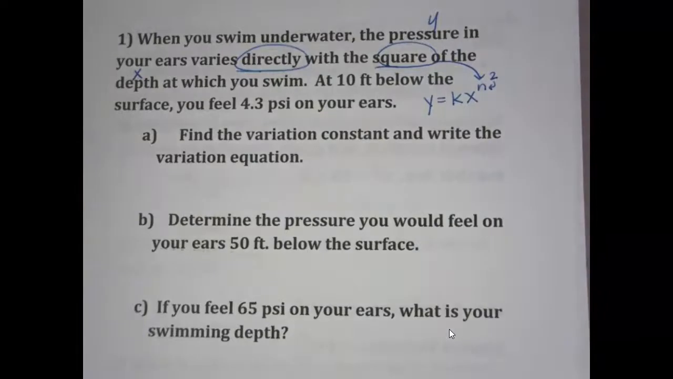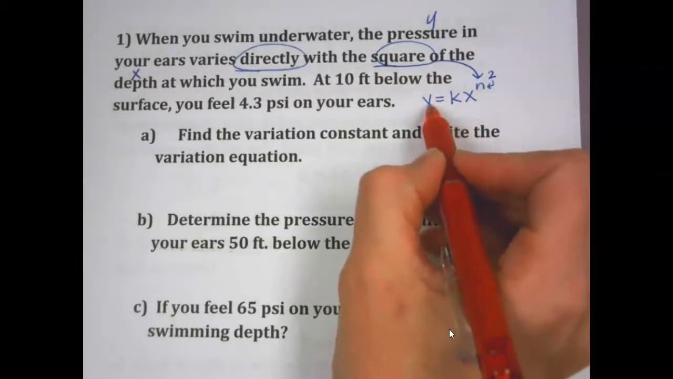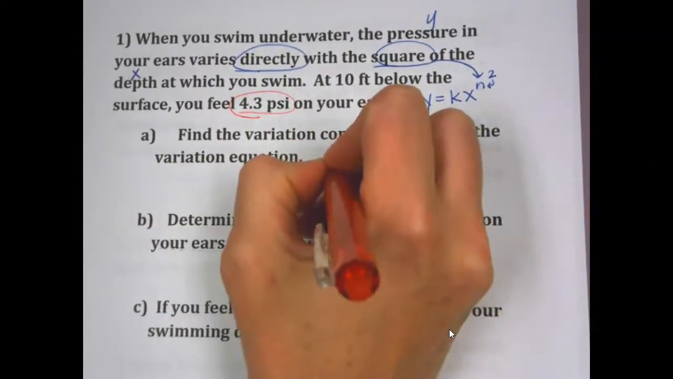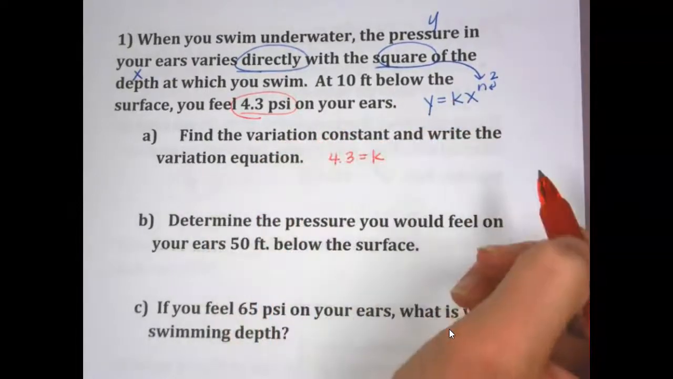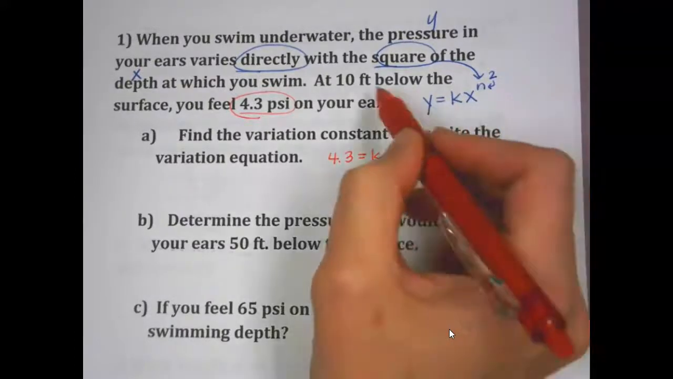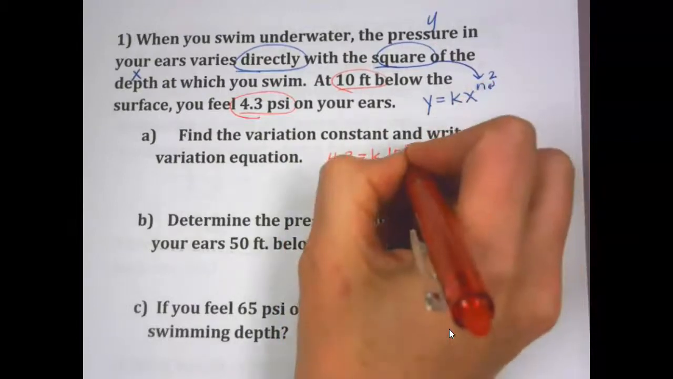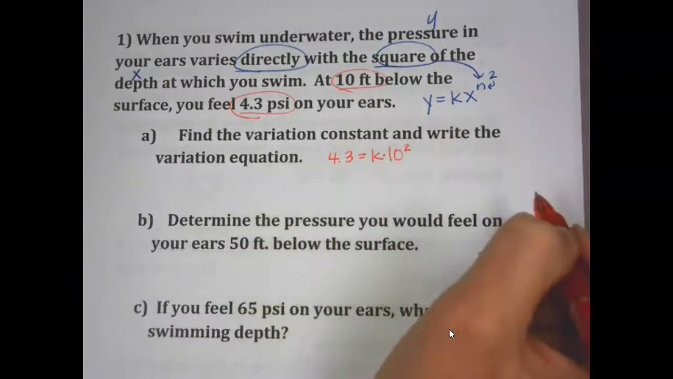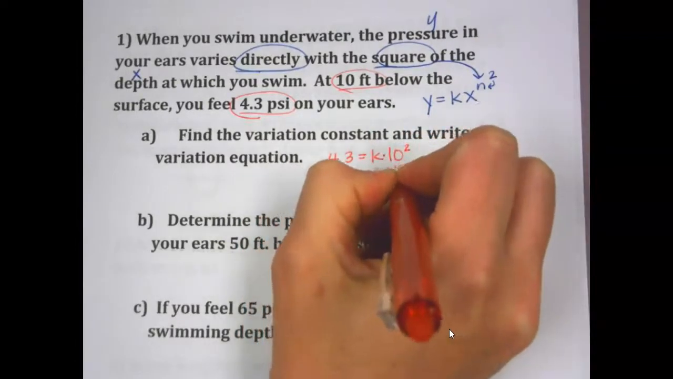So it wants us to find the variation constant on part A. So we're going to take this equation and we're going to substitute values in. So we said y was pressure. So here they told us 4.3 is pressure, so we're going to put that in for y. We don't know k. Remember, variation constant is k. That's what we're solving for. And then x is depth, so we're going to put 10 in for x. And we said that our x value is going to be squared. So we're going to take 4.3 equals 100k.